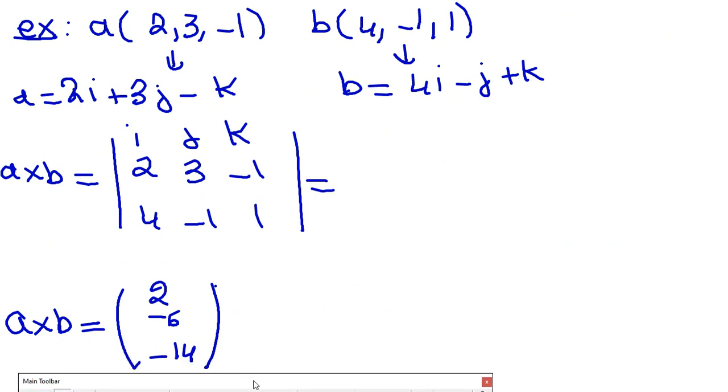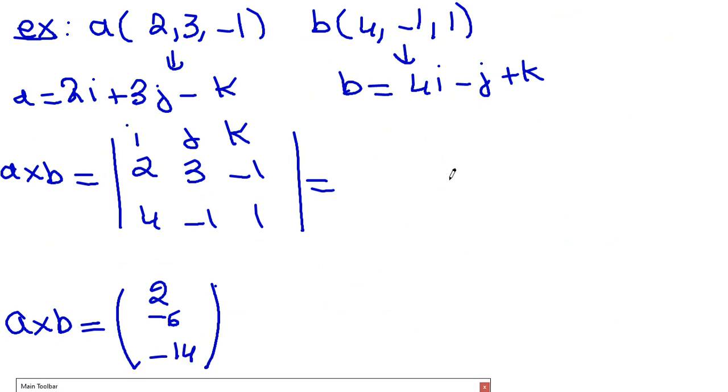Now we will do an example of the algebraic vector product of two vectors. If I have the vector A (2, 3, -1) and B (4, -1, 1), I can write them as 2i + 3j - k, and 4i - j + k. To do the vector product A × B, first you put the unit vectors i, j, k. In the first line, I put the coordinates of vector A: 2, 3, -1. And in the second line, I put the coordinates of the second vector: 4, -1, 1.